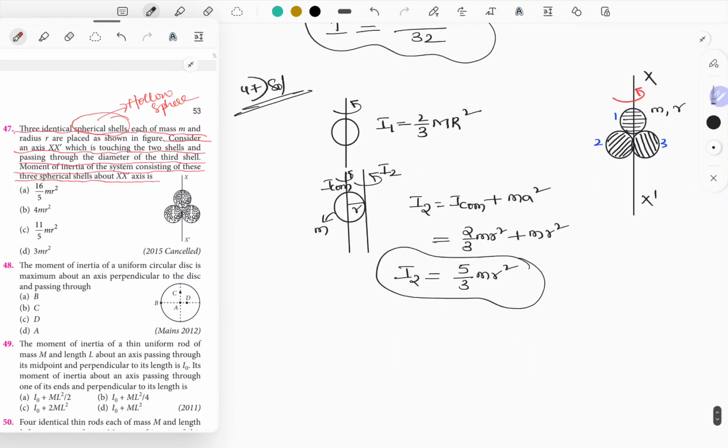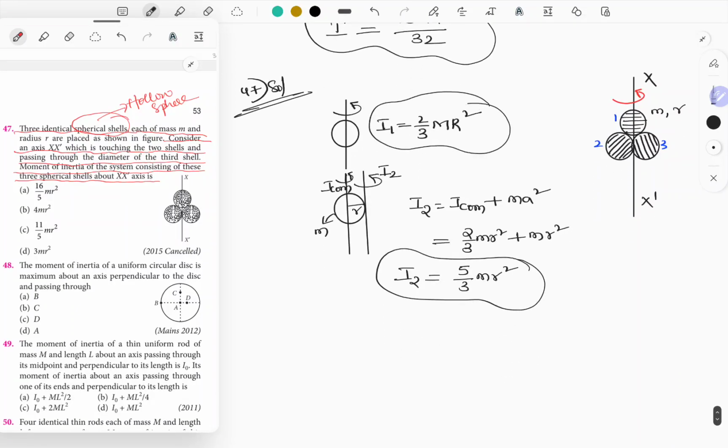What about the moment of inertia of the third shell? The moment of inertia of the third shell is also going to be 5 by 3 m r square, because we are finding the moment of inertia of the third shell through its tangent. Now what's the question they are asking?